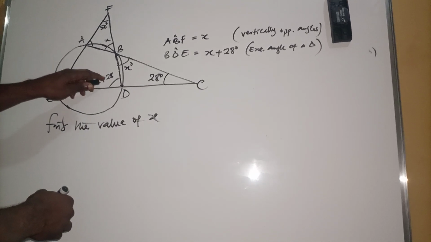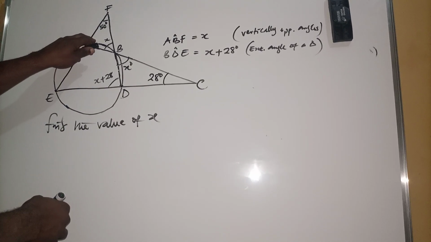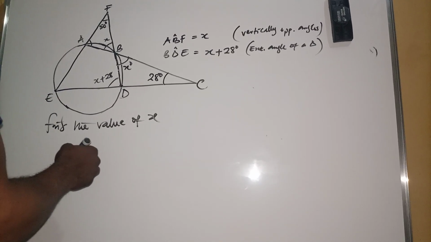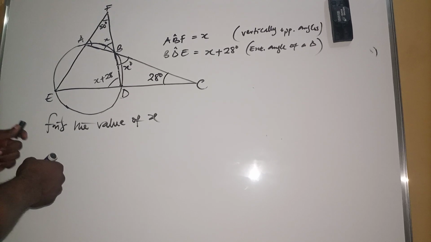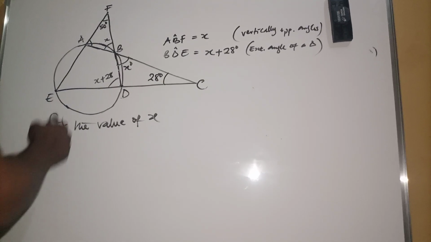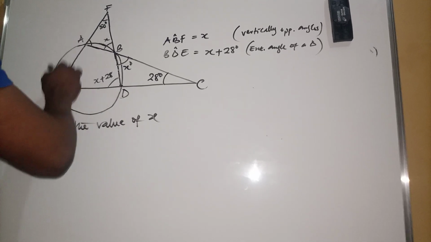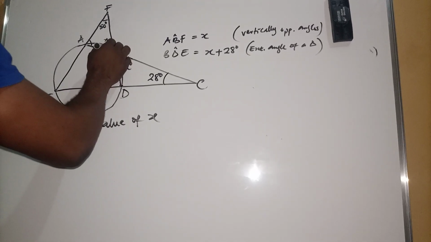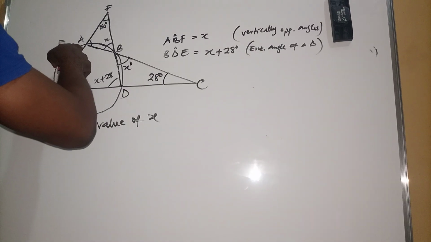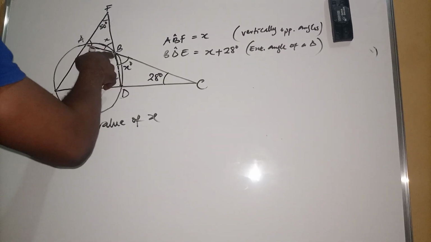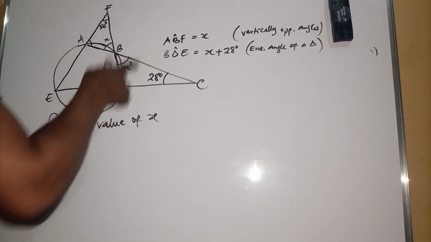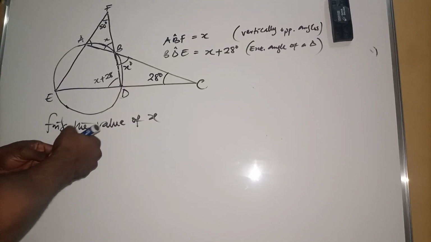Now recall that I told you this angle is equal to this angle, because this angle is the exterior angle of this quadrilateral, and from our theorem, the exterior angle of a cyclic quadrilateral is equal to the opposite interior angle. This is called a cyclic quadrilateral because it has all its four vertices on the circumference of the circle. Point A is one of the vertices, point B is another, point E is another, and point D is another, and they are all touching the circumference of the circle.